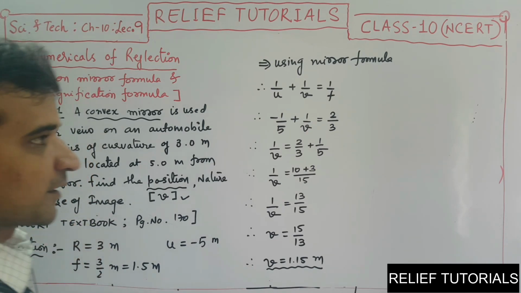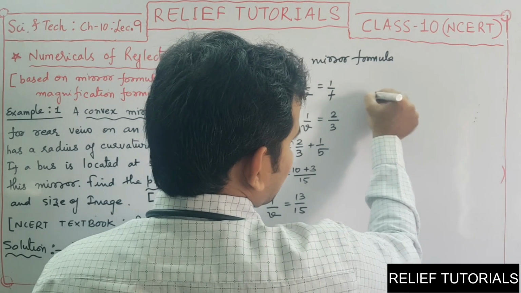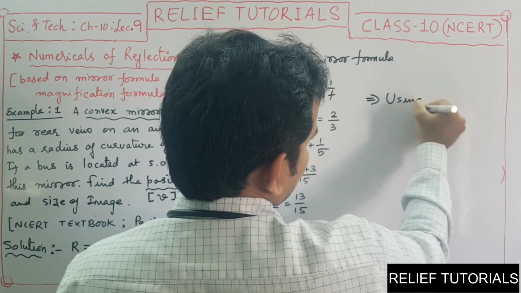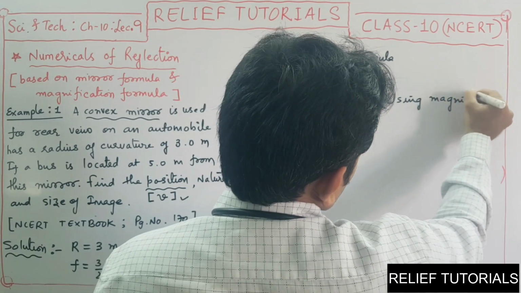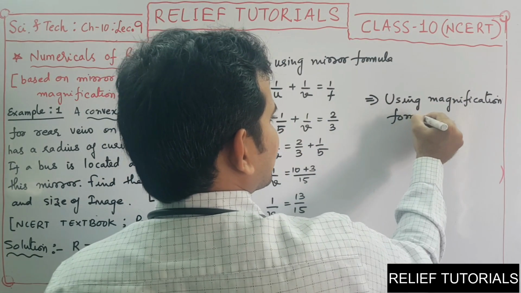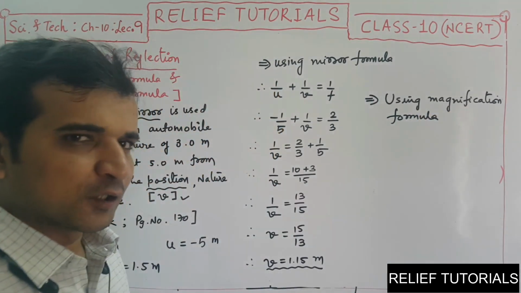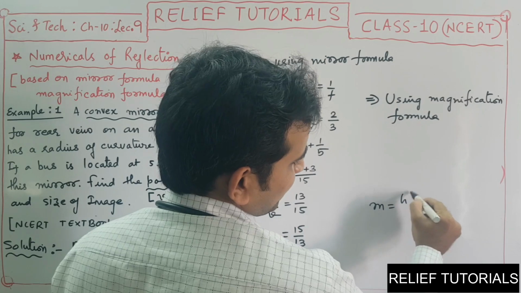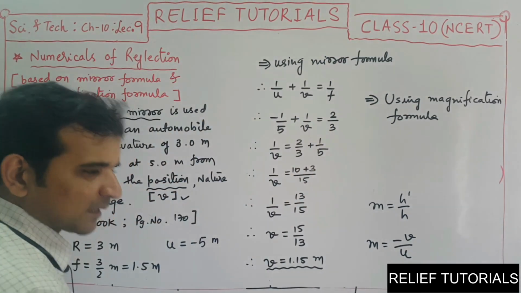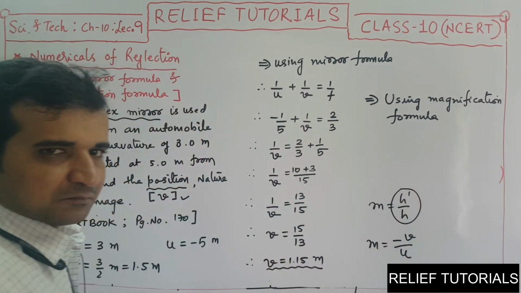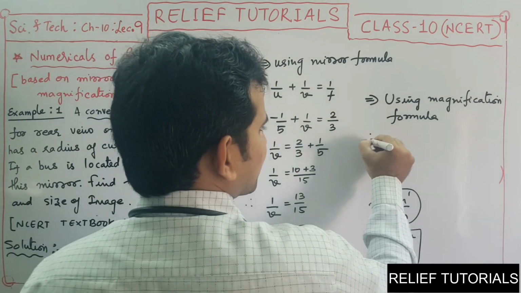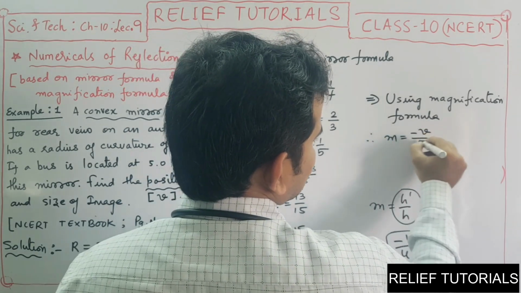And now the size of image. So size we can find with the help of magnification formula. We know the magnification formula. Which formula for magnification will you use here? You have two formulas. M is equals to H dash by H, or M is equals to minus V by U. Obviously we are not having any information regarding this, so we have to use this option. M is equals to minus V by U.